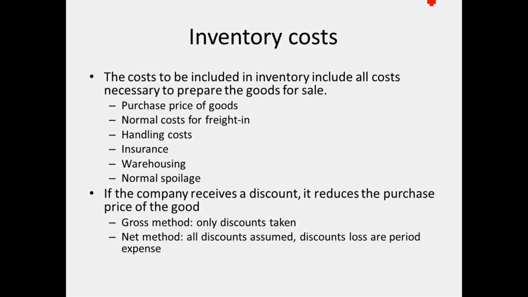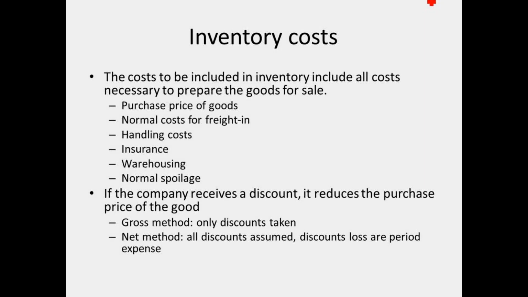All right, so this is what I mentioned about the costs that need to be included, and this is whether they're raw materials or you're buying finished goods. You're going to include not only the purchase price but shipping costs, handling costs. You usually see S&H costs. That's the handling, whatever bogus handling there is. Insurance, warehousing, spoilage, all those things.